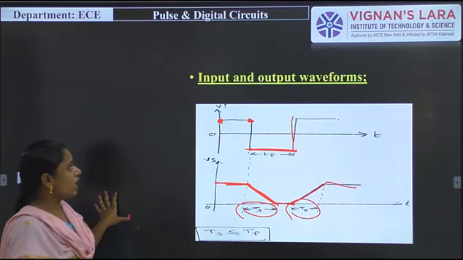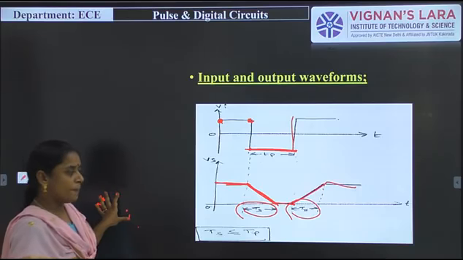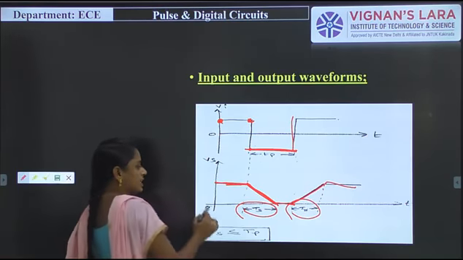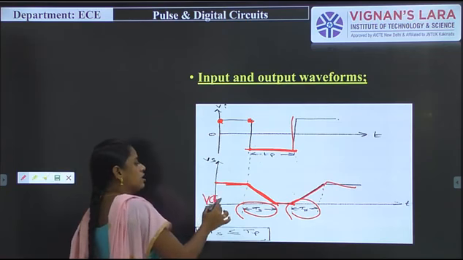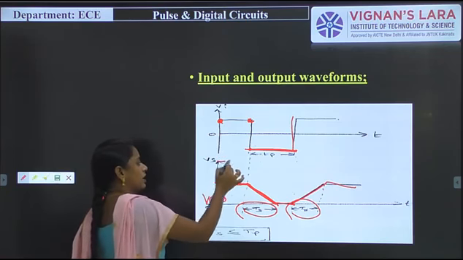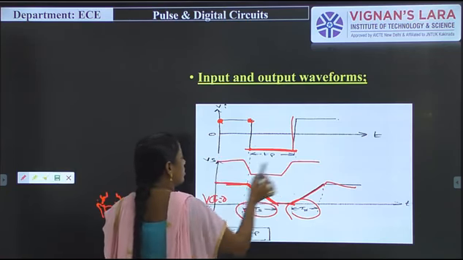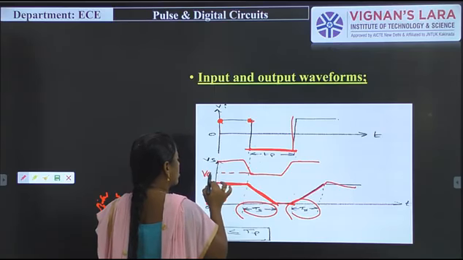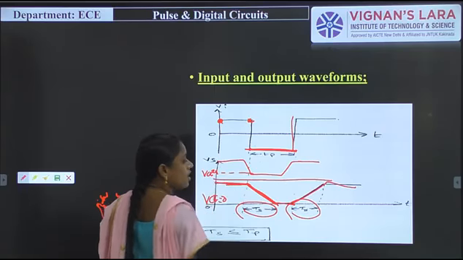So this is about the input and output waveforms of the Miller circuit and the operation of the Miller circuit. Very easy. So generally we take VC equal to 0. So at some time the output will be like this also. So here we consider VC saturation and this one is the output.